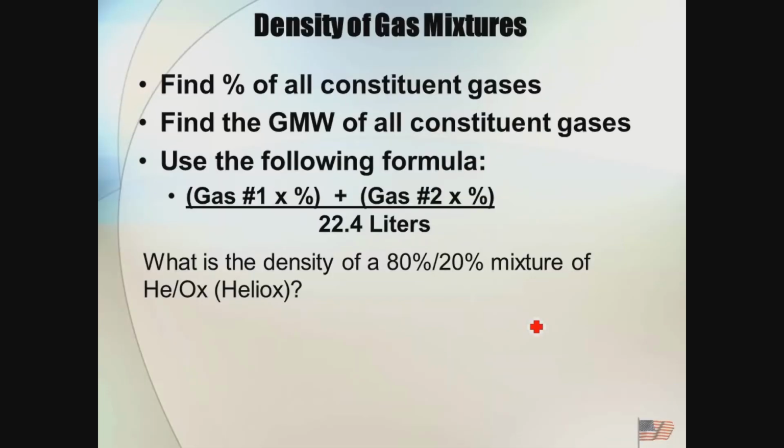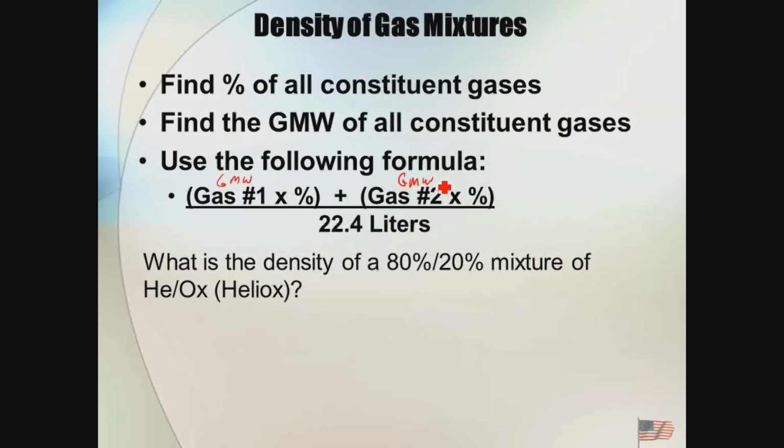All right, lastly, and this is probably the hardest part that we'll talk about today. What if I have two different gases together? Well, first of all, you need to find out what percentage of each gas is of the total. Second, I find the gram molecular weight of all constituent gases. Then I take the first gas, multiply its gram molecular weight by its percentage. What's the gram molecular weight of the second? Multiply by its percentage and divide the whole kit and caboodle by 22.4. I think we need an example.